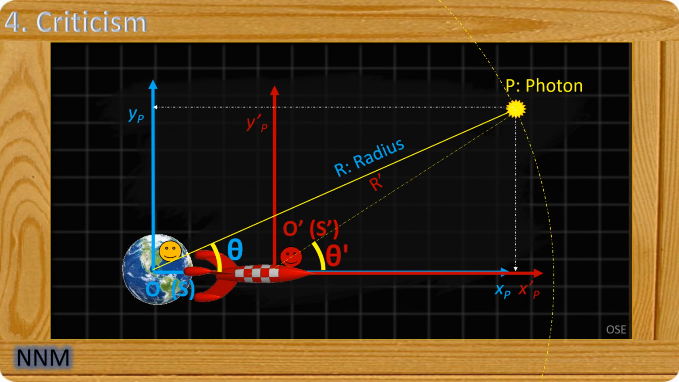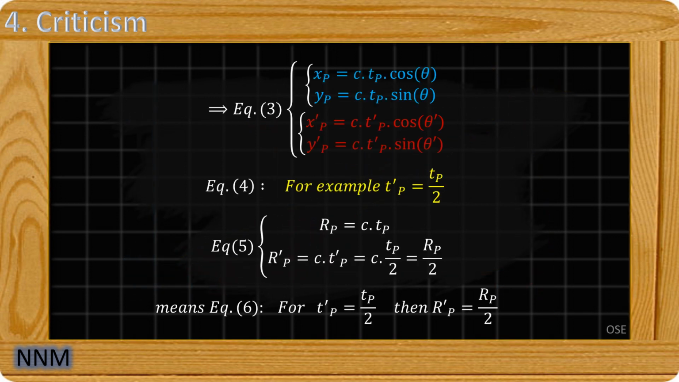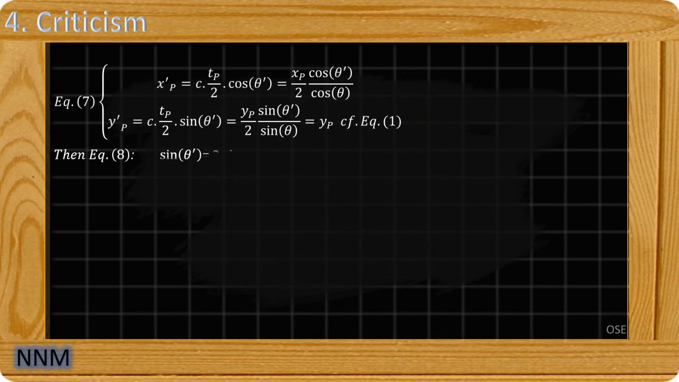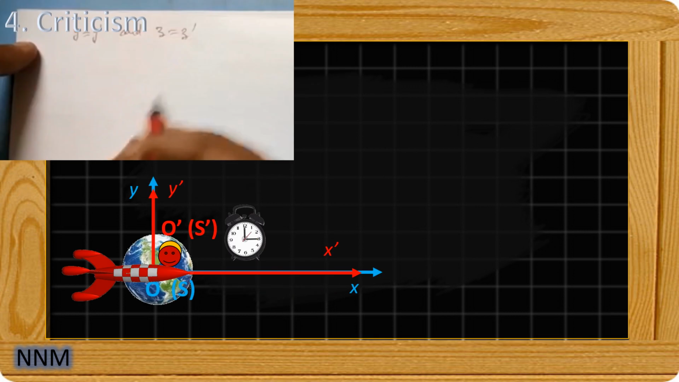Let's take an example to fix the ideas. Suppose that the referential S prime moves away at a speed such that its proper time is divided by 2. We get that the radius of the sphere is divided by 2, it is the contraction of the lengths. In Cartesian coordinates we get that sin theta prime is equal to twice sin theta. This is impossible for sin theta greater than a half.